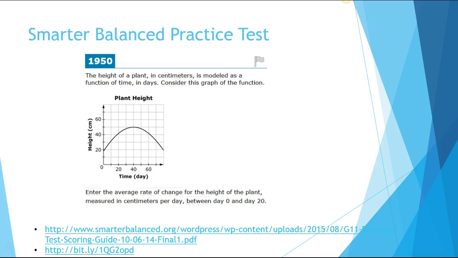The next one comes from the Smarter Balanced Practice Test. This one is talking about the height of a plant in centimeters, modeled as a function of time in days, and it tells them to consider the graph of the function. Enter the average rate of change for the height of the plant, measured in centimeters per day, between day 0 and day 20. This is the type of question that I have in our slope unit where they have to write linear equations. I believe it's unit 3.